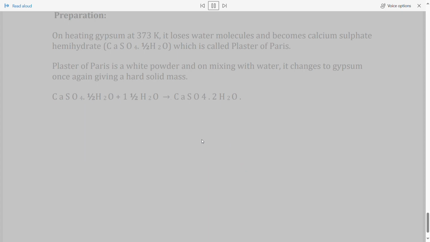Plaster of Paris, calcium sulfate hemihydrate, CaSO4.1/2H2O. Preparation: on heating gypsum at 373 K, it loses water molecules and becomes calcium sulfate hemihydrate, CaSO4.1/2H2O, which is called plaster of Paris. Plaster of Paris is a white powder, and on mixing with water, it changes to gypsum once again, giving a hard solid mass. CaSO4.1/2H2O plus 1 1/2 H2O gives CaSO4.2H2O.